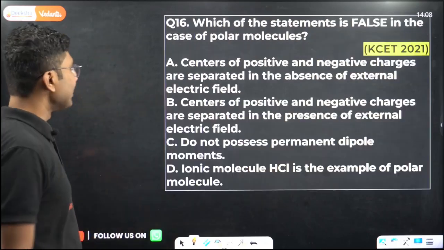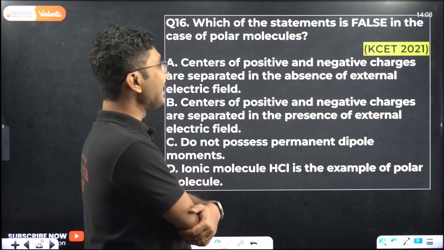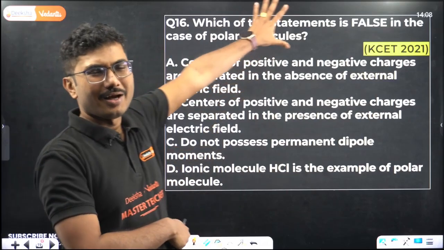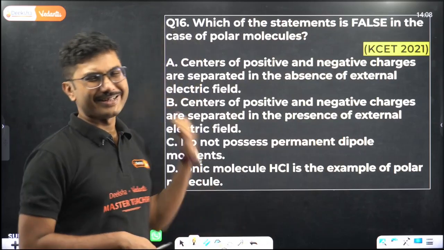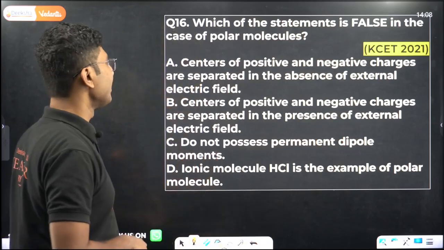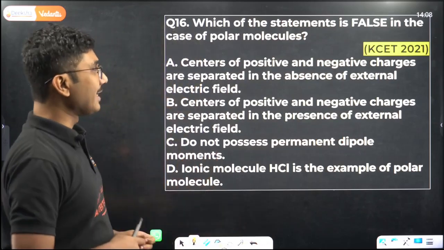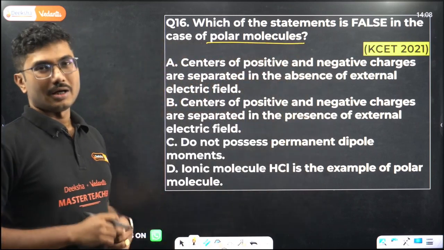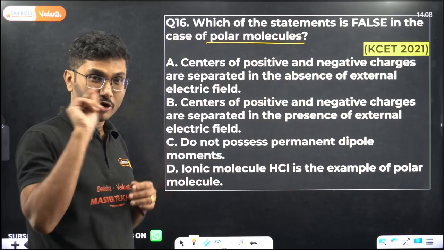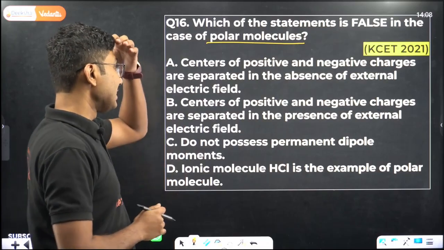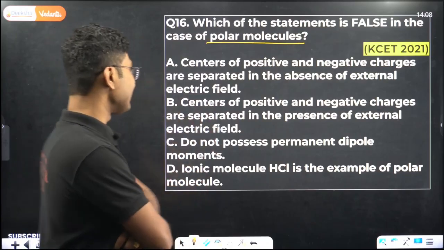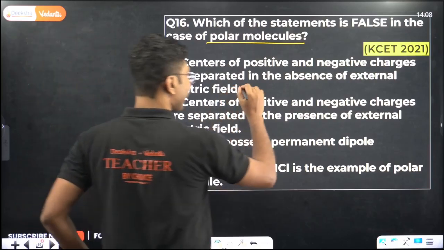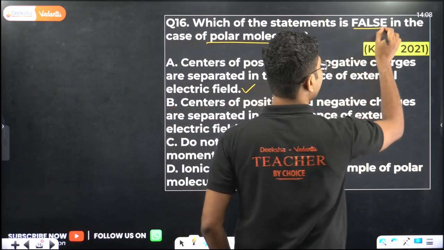Interesting. Let's move on. Which of the statements is false in the case of polar molecules? Again a statement, a false or correct statement. These kinds of questions are very common from this chapter. We are talking about polar molecules, not crystals, not a whole substance, only a single polar molecule. Centers of positive and negative charges are separated in the absence of electric field. So this is the correct statement, and we are trying to find the false statement.